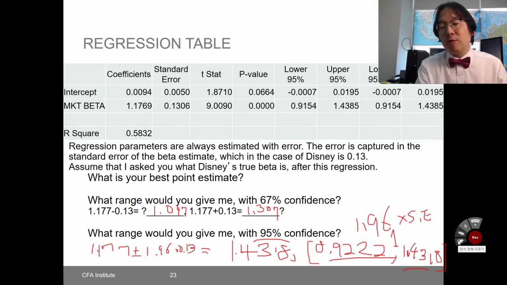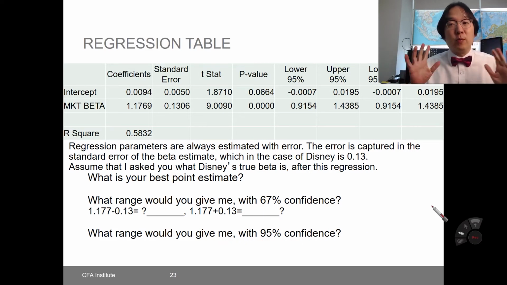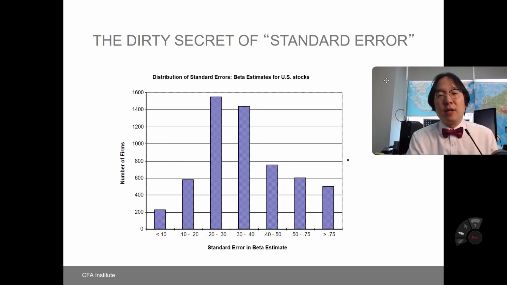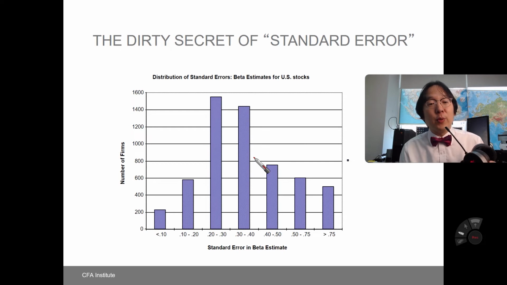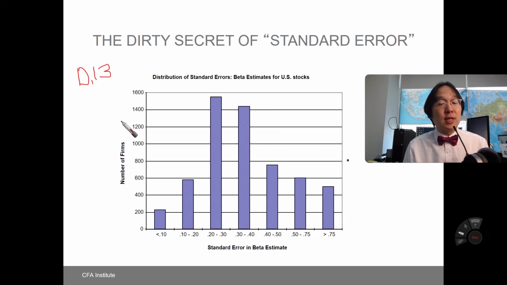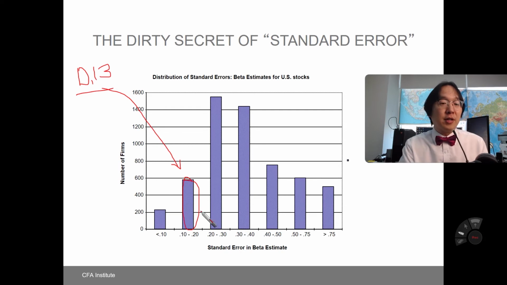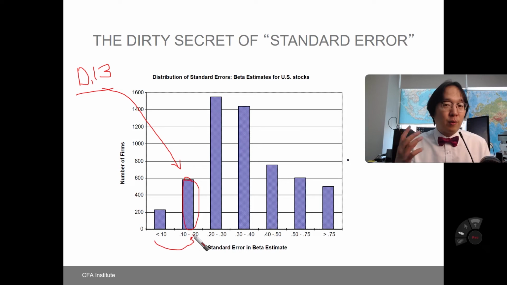Anyway, all I'm trying to say is that this regression beta is always estimated with some errors. And then the standard errors, right? The dirty secret of standard errors is shown over here: distribution of standard errors of beta estimates for US stocks. Remember, Disney's beta standard error in our example was 0.13, okay? If you run these regressions for thousands of different stocks in the United States, that 0.13 standard error happens to be somewhere over here, okay? We were kind of lucky to have a less noisy estimate of beta, because the standard error itself is in the smaller part of this histogram.